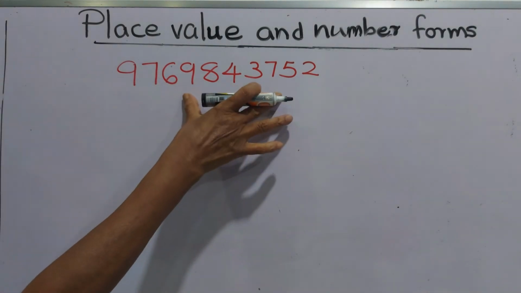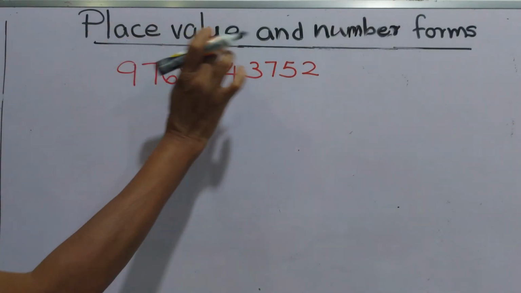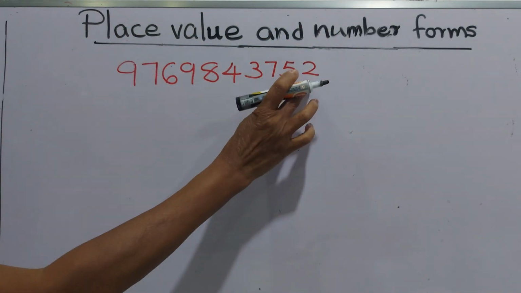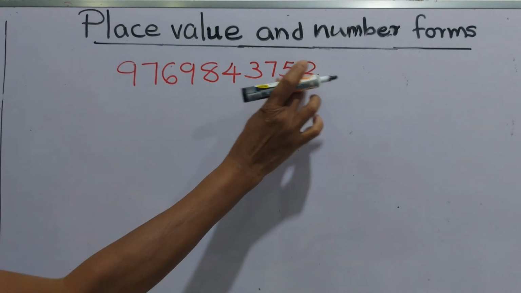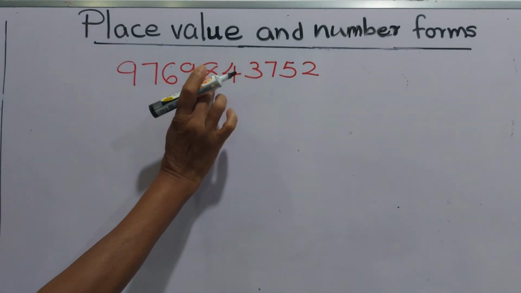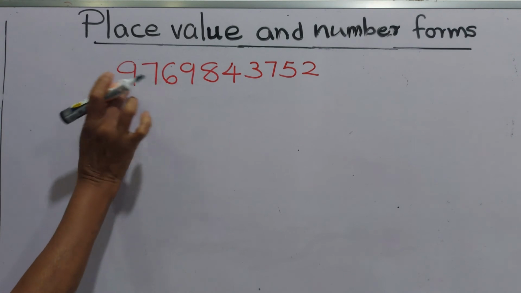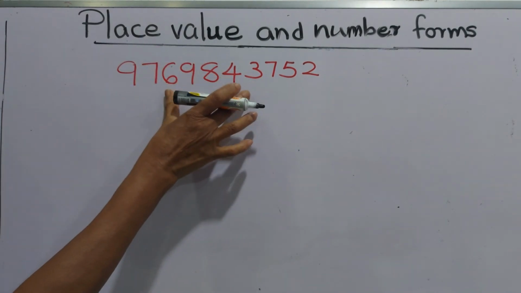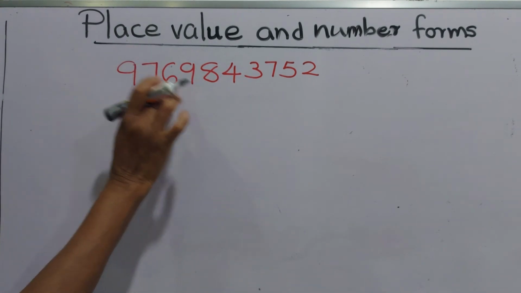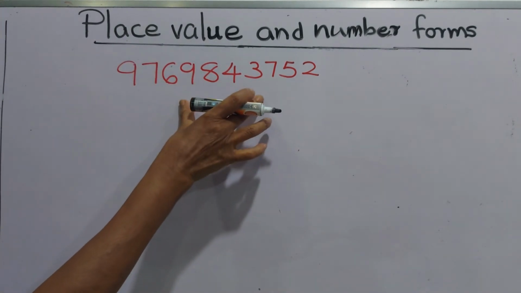We are going to read this number under number forms, right? Now, how many digits in this number? We'll count 1, 2, 3, 4, 5, 6, 7, 8, 9, 10. 10 digits are here in this number. We need to read this number. This number is in general form.